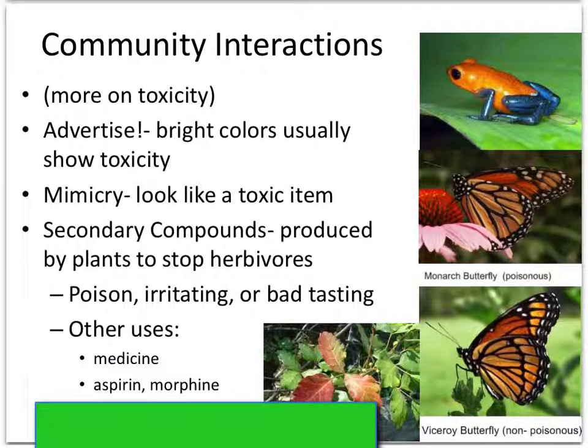We call these, in this case, secondary compounds. These are toxins produced by plants to stop herbivores. Often they're poisonous, but they could also just be irritating or bad tasting. Think of poison oak, it's pretty irritating. But interestingly, a lot of our medicines come from the secondary compounds produced by plants. Aspirin actually comes from the bark of the willow tree, and morphine comes from the poppy plant. Those are both plant derived. In fact, a lot of our medicines are synthetic versions of chemicals that are found in nature.